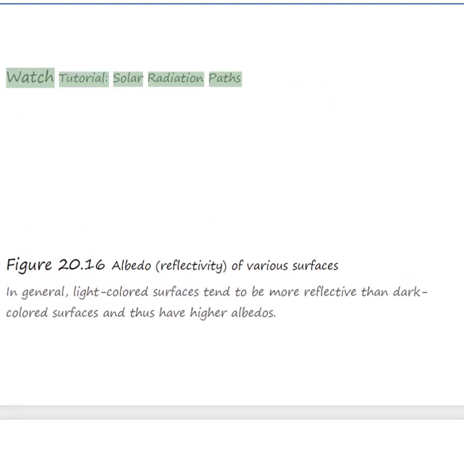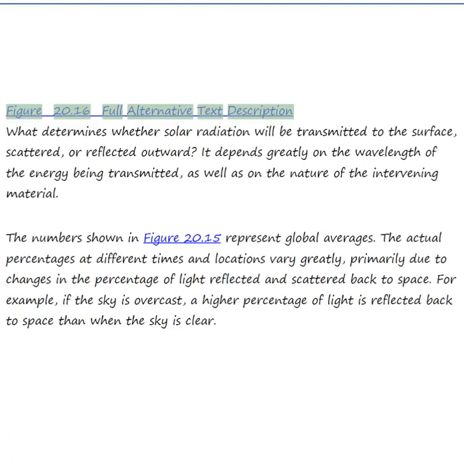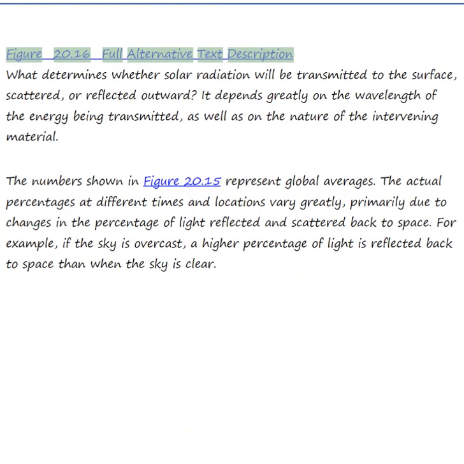Watch tutorial, Solar Radiation Paths. Figure 20.16 albedo of various surfaces. Figure 20.16 full alternative text description.